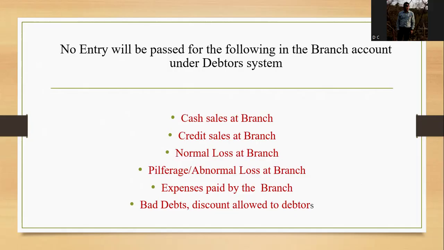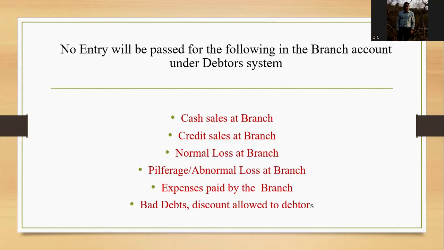While we are discussing the debtor system, the debtor system is related to those branches where the size of the branch is very small. And under the debtor system, only those transactions will appear under the books of head office, only those transactions that involve the head office and branch. No third-party transactions will come. Cash sales are related to third party. Credit sales are related to third party.